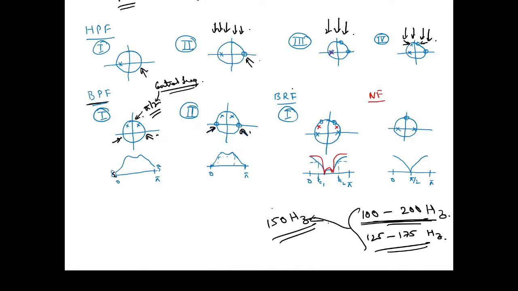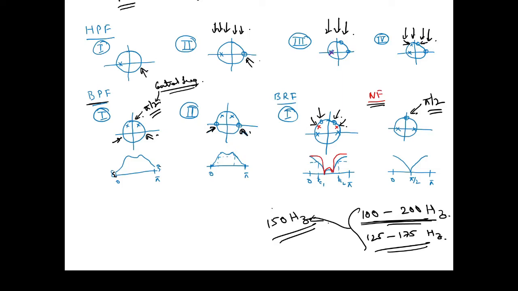Then comes the band reject filter. Again, I just need to place zeros, and we have the usual poles over here, so it would act as a band reject filter. However, if you want a very sharp cutoff, you can add two more poles nearer to the zero. Then in the notch filter, a specific frequency would be suppressed. Say I want to suppress the frequency present at pi by 2 radians. So I will place the zero at that location.